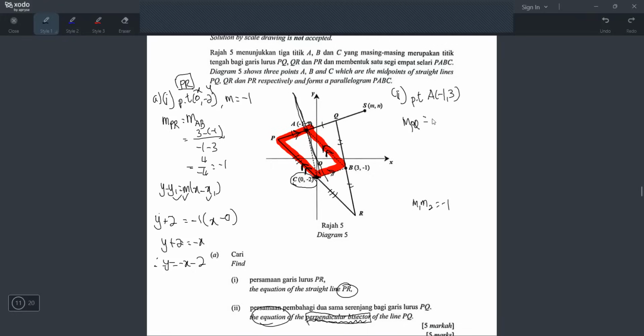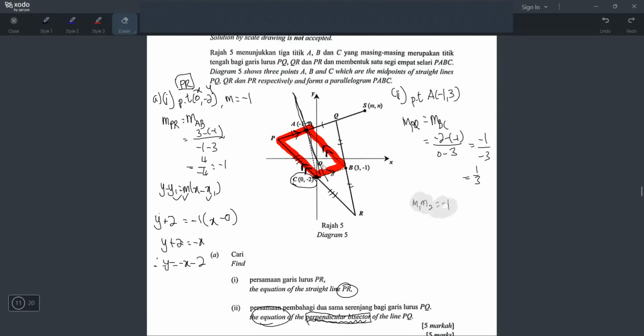So gradient of PQ is actually the same as gradient of BC, and I can find BC gradient easily because I have two coordinates. It will be -2 minus -1 divided by 0 minus 3. I will end up here with -2 plus 1, which is -1, over -3, which is 1/3. But of course, this is the gradient of PQ. I don't want the PQ gradient. I want the gradient of PQ's perpendicular bisector.